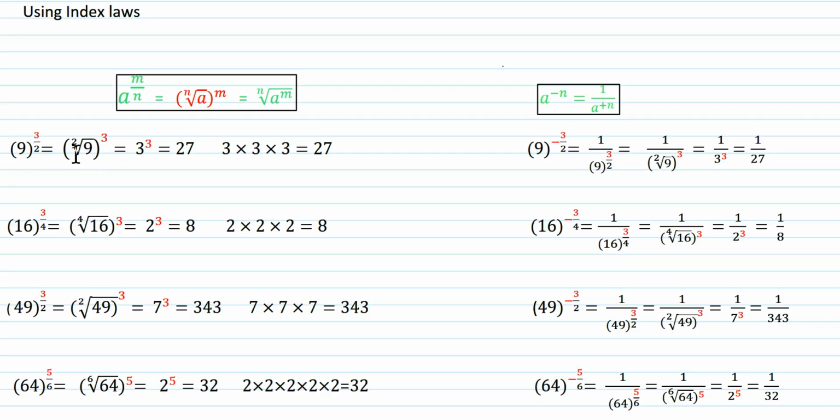The second root of 9 is also the square root of 9. The square root of 9 is 3, and this 3 is raised to the power 3, and 3 cubed, 3 times 3 times 3 is 27.